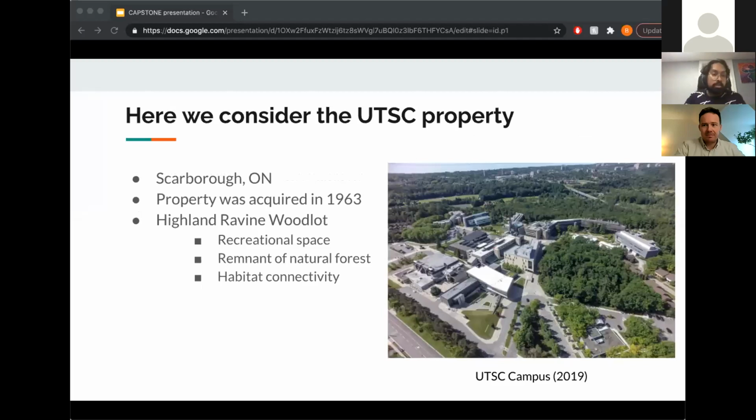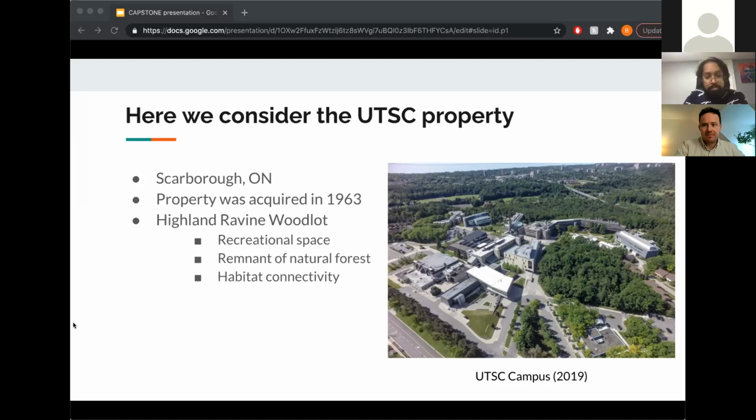So for this project, we consider the University of Toronto Scarborough campus, which is a property shown here on the right. Just some brief background on the property. It was acquired in 1963 in order to expand campuses outward from the downtown core. And shortly after, in 1964, campus development began.